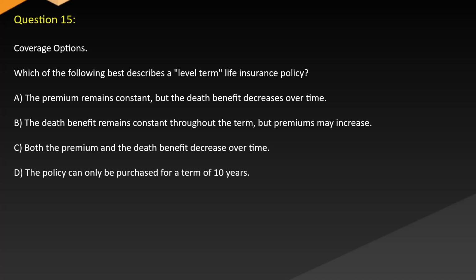Question 15. Coverage options. Which of the following best describes a level term life insurance policy? A. The premium remains constant, but the death benefit decreases over time. B. The death benefit remains constant throughout the term, but premiums may increase. C. Both the premium and the death benefit decrease over time. D. The policy can only be purchased for a term of 10 years.